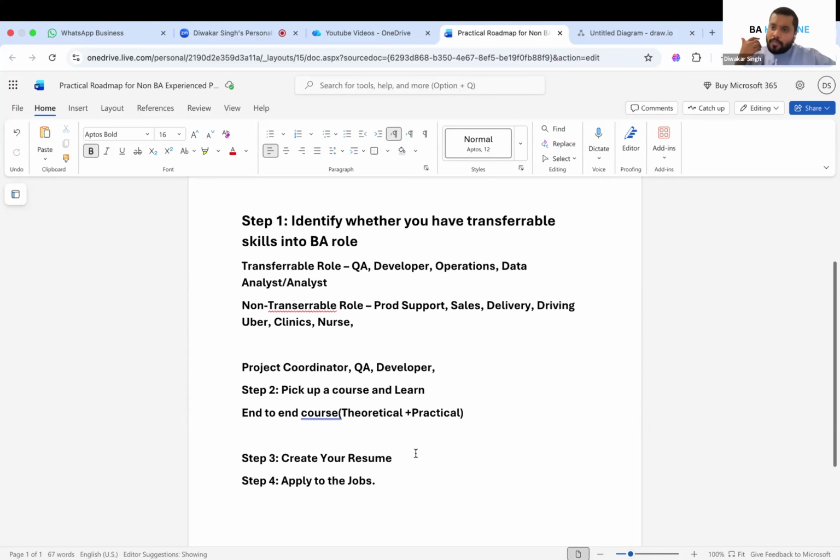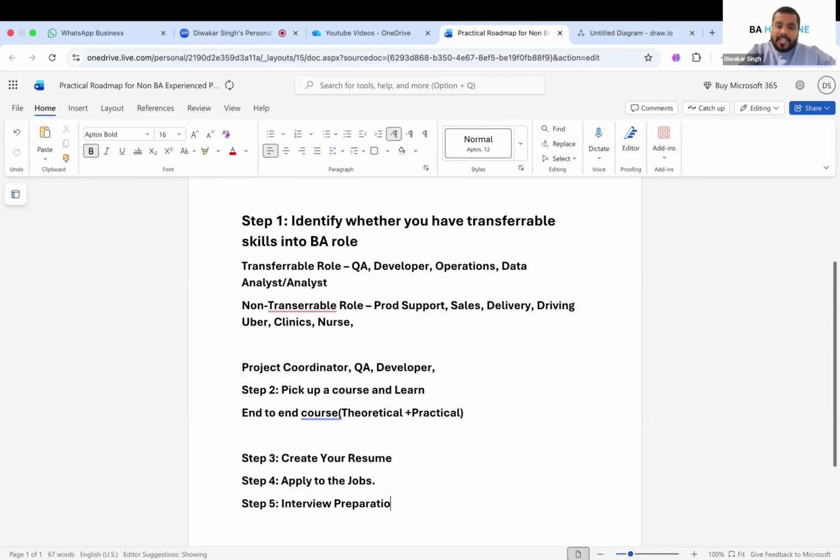Then ask your connections to refer you. Then search using hashtags, again very important, and then send cold emails. Next and the final step will be interview preparation. Now, how do we prepare for interviews?